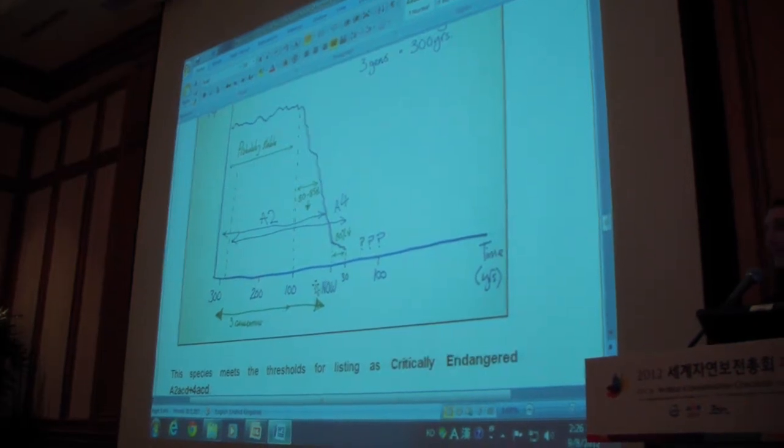Well, we get this endangered B1AB plus 2AB. And what were the sub-criteria you got under B? It's like 1, 2, and 3. Endangered B1, AB 1, 2, and 3, plus 2, AB 1, 2, and 3.